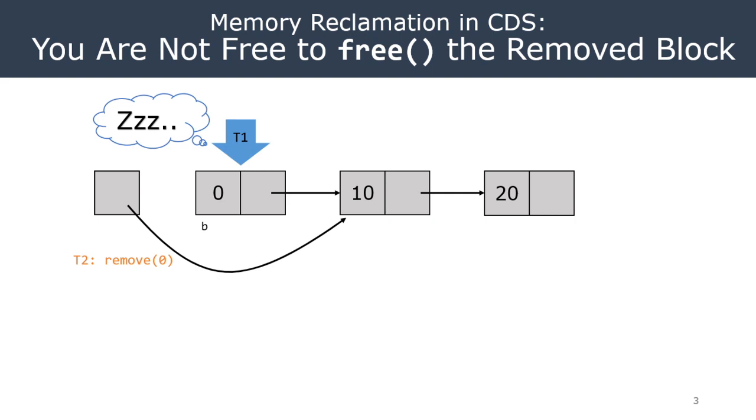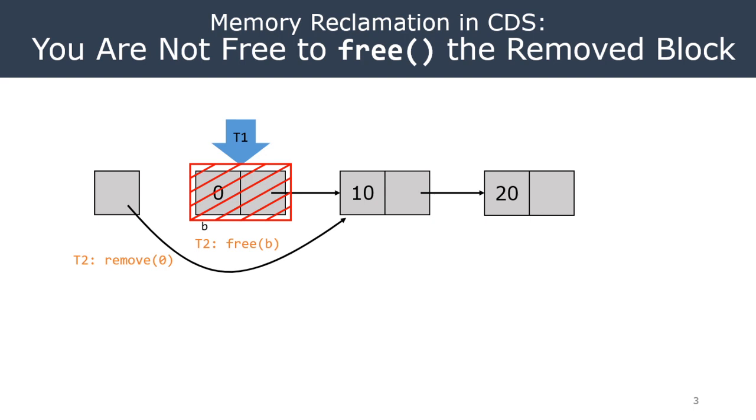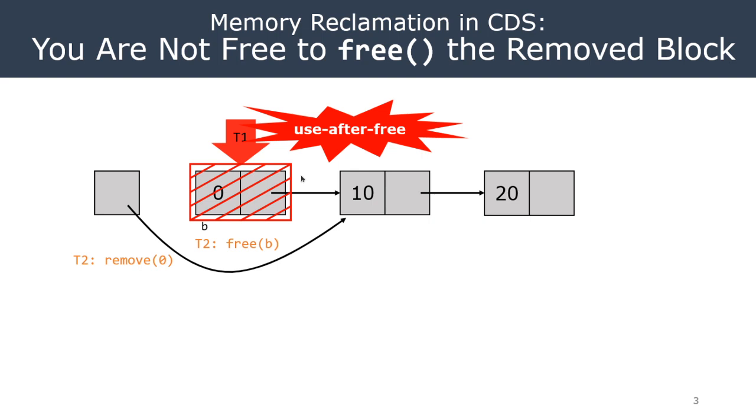If we remove and then immediately free the block, then block B has been freed, and as a result, T1 may wake up and then access the freed block. This causes a use-after-free bug. A use-after-free bug is a very bad thing. The programmer should not incur use-after-free. Otherwise, if there is a use-after-free in the program, the semantics of the program is undefined, and as a result, the computer can do anything it wants.